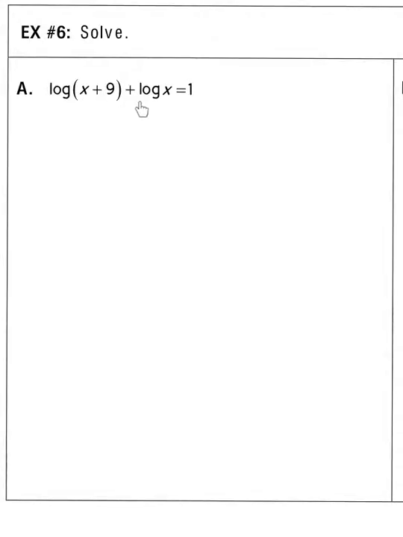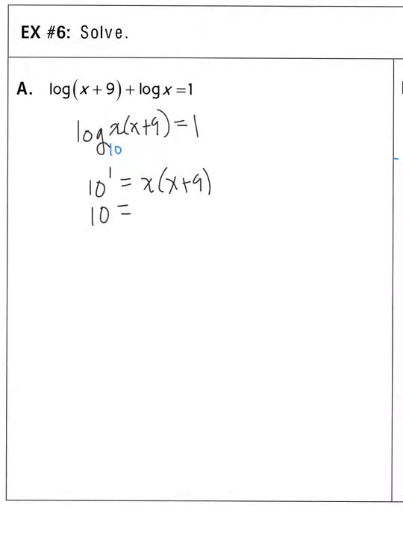So if I have 2 logs that are being added, I can compress them by multiplying them. So log, and I'm going to put the x first, of x times x plus 9 is equal to 1. So again, these are being added, so I just multiplied them. Then I want you to recall that this is a base of 10, it's understood. So to put this in exponential form, I have 10 to the first is equal to x times x plus 9. So 10 to the first is 10.